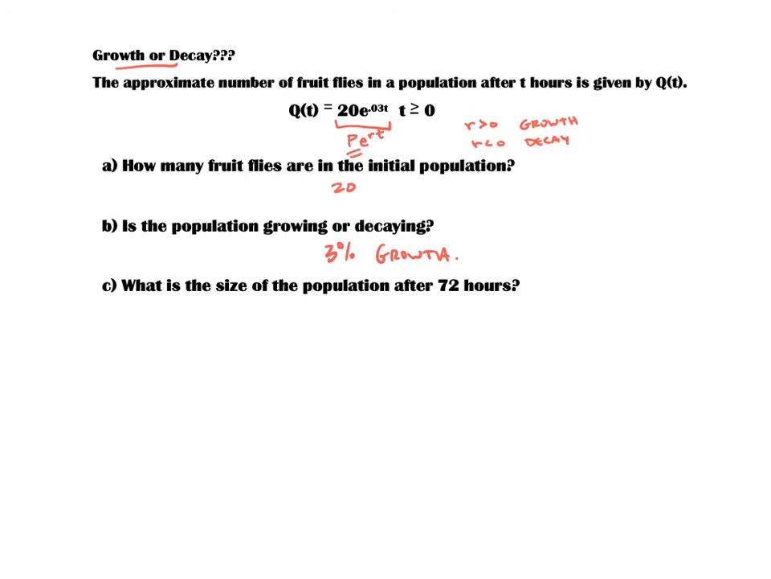Let's look at part C. What is the size of the population after 72 hours? So I plug the function q of t into my calculator, and q of 72 is equal to 20 e to the 0.03 times 72, which my calculator spits out a nice answer for me of, I'm going to round to the nearest whole number. I don't think you can have a fraction of a fruit fly. 173 fruit flies.